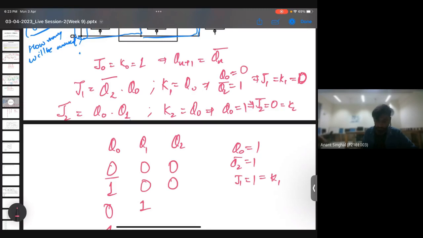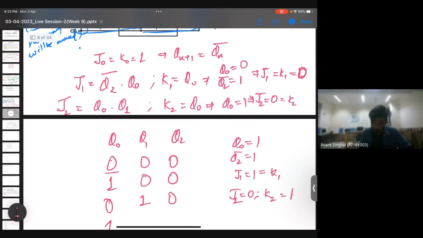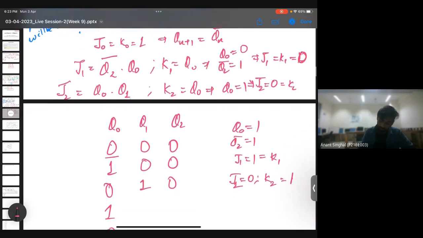And then for J2 it will be Q naught into Q1. So Q1 was 0, so J2 will be 0, and then K2 will be Q naught, which is 1. So it will make it 0. Is it fine? Okay, I'll do it similarly for the next step.